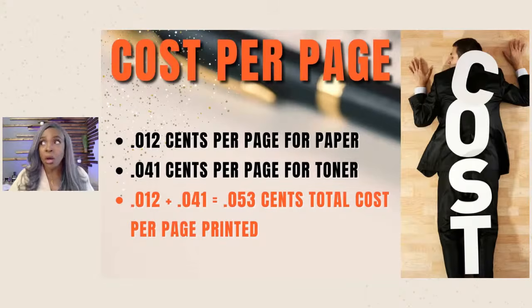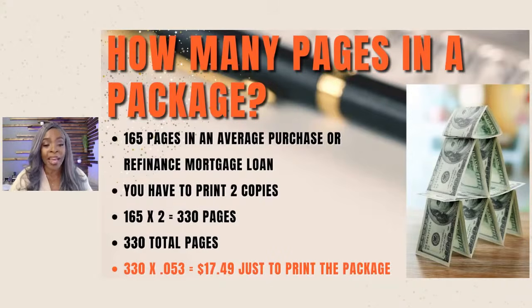So then the next question is, okay, well, how many pages are we going to have to print? Because again, a nickel does not sound like a lot. Well, I found that the average size of a purchase or refinance package is approximately 165 pages. Again, some packages are smaller, some packages are bigger, but on average, for a purchase or refinance mortgage loan, it's going to be about 165 pages. You as the signing agent, you have to print 2 copies. So that means you are going to print 330 pages for a signing.